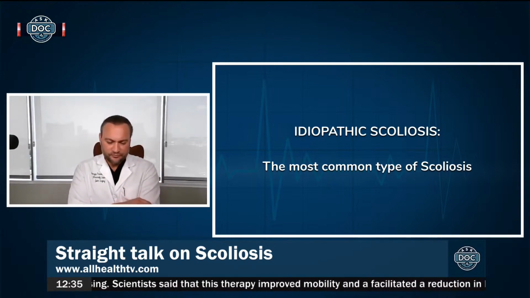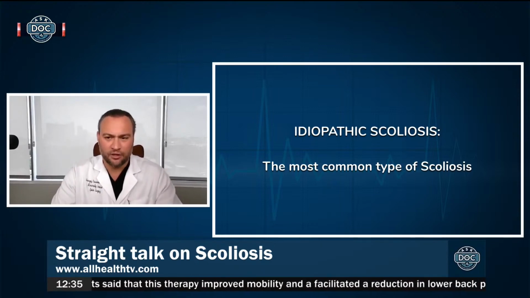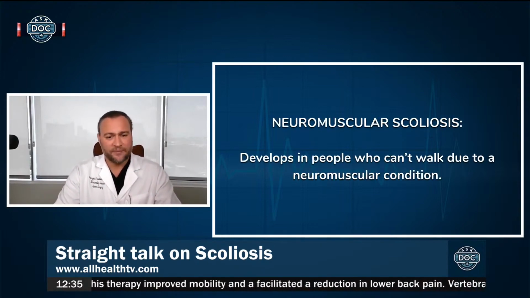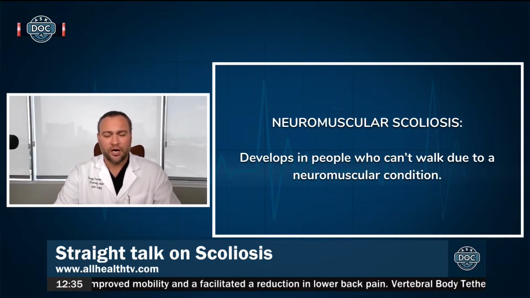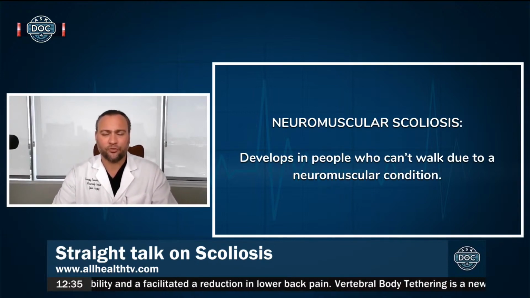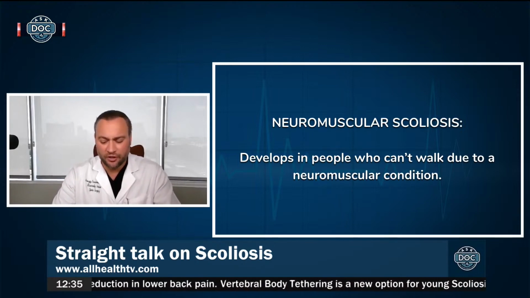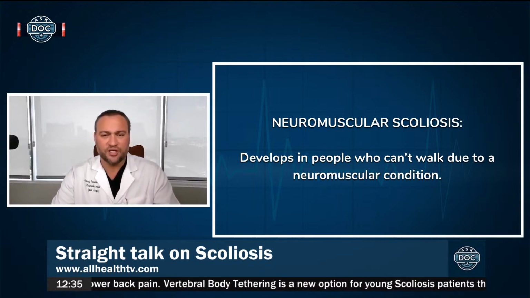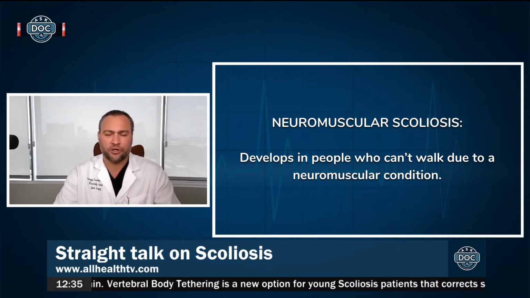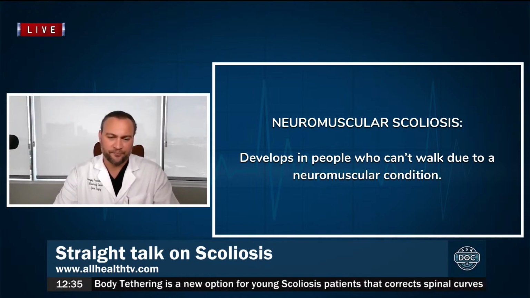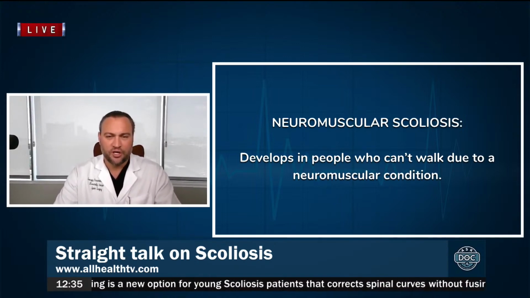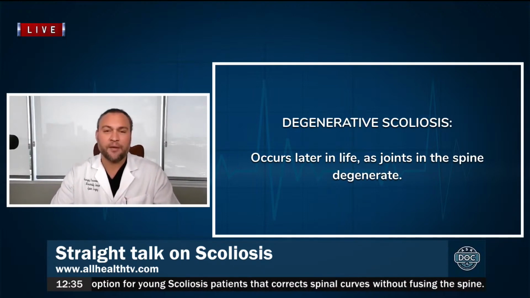Now, neuromuscular scoliosis sometimes develops in individuals who can't walk due to a problem related to their muscles. These types of curves are very severe, and oftentimes you see kids diagnosed with neuromuscular scoliosis very early in life. Degenerative scoliosis is the most common type in my practice.